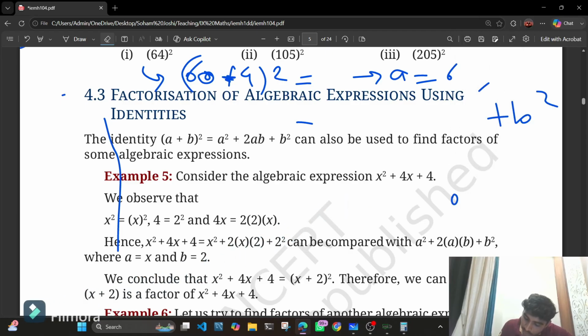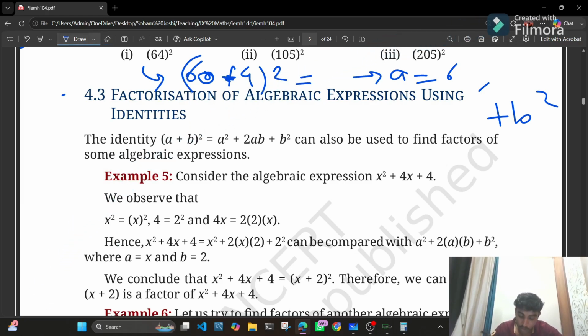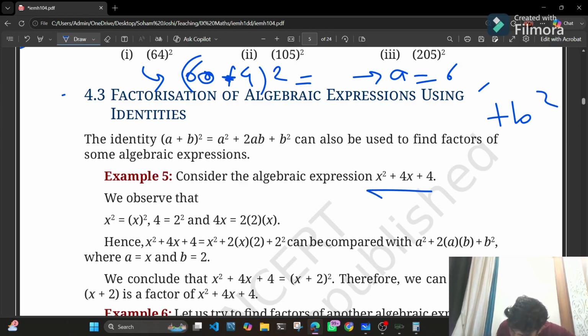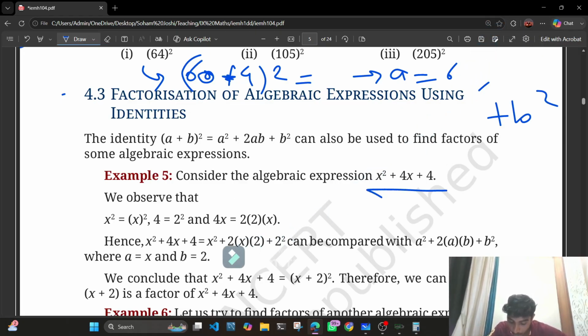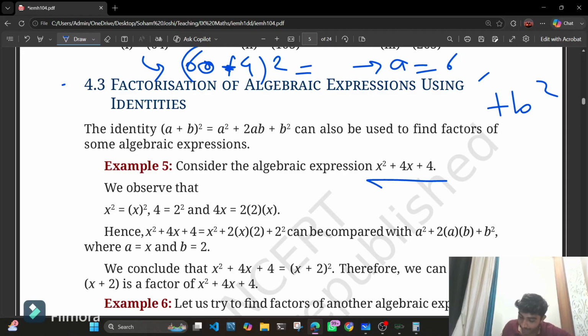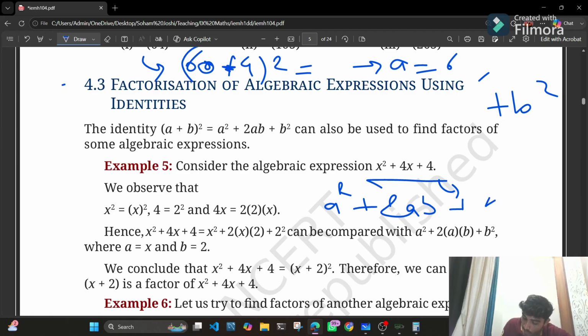One more use case of this identity is that we can use it to find factors of some algebraic expression also. You can see that we have an algebraic expression x square plus 4x plus 4. We can observe that if we say that x is equal to a and b is equal to 2, then we can see that this is equal to a square plus 2ab plus b square, right?